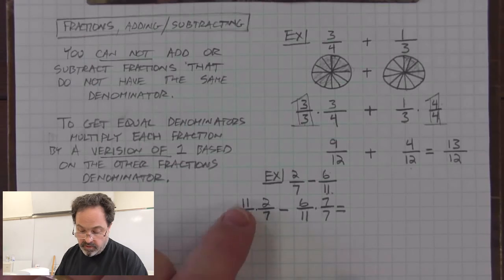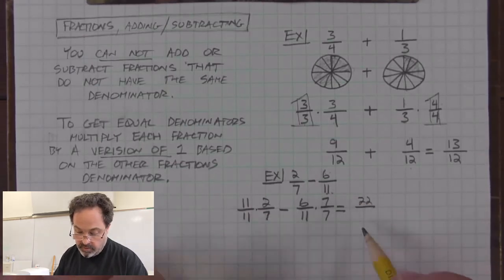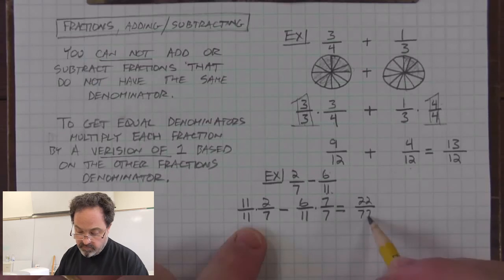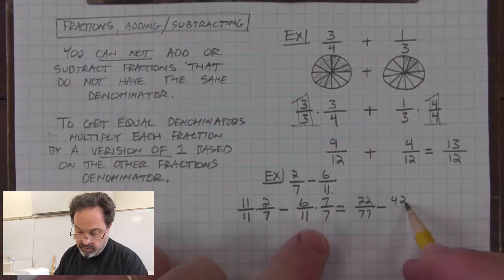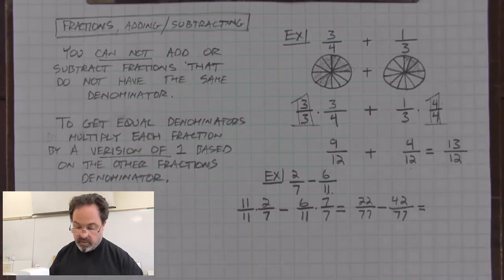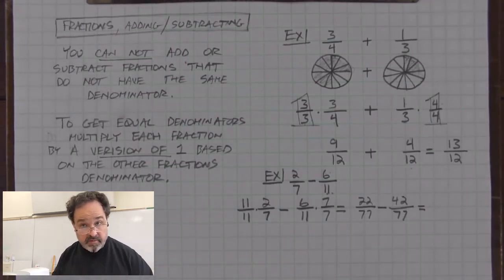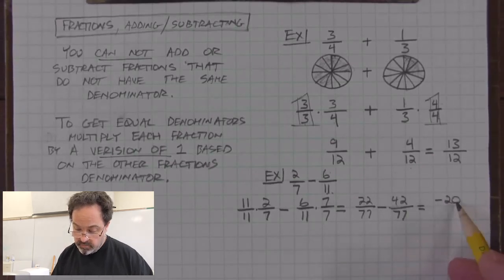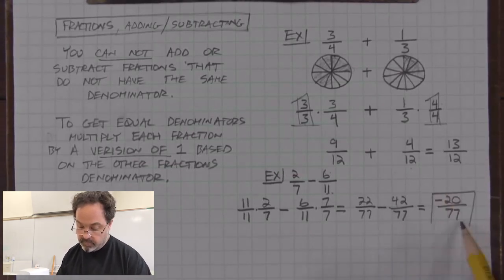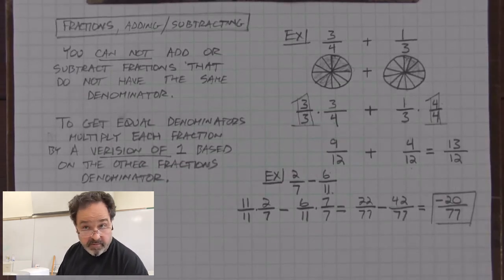let's do the multiplication. 11 times 2 is 22. 11 times 7 is 77. We're still subtracting. 7 times 6 is 42. The denominators, 11 times 7 is 77. And now that I have subtracting fractions that have the same denominator of 77, I can go ahead and subtract. 22 minus 42 is going to be a negative 20, and the denominator remains the same, 77. This takes some practice to get good at it and to get fast at it.